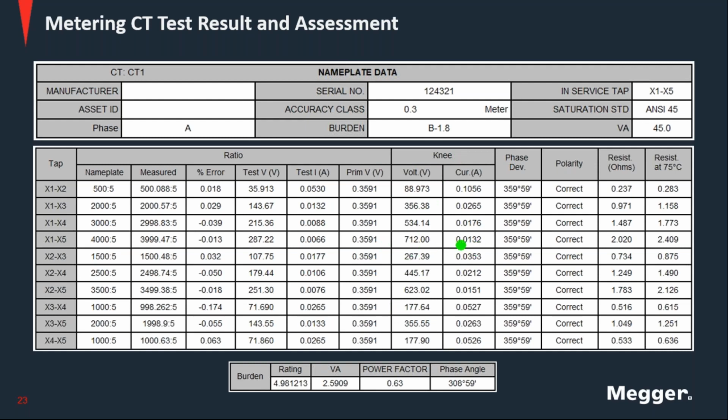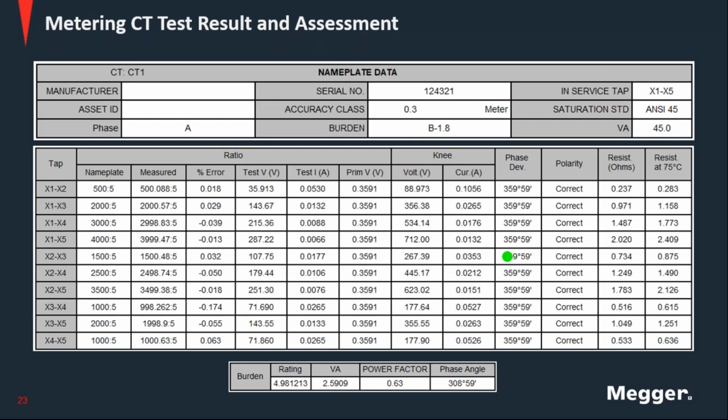This is a result taken from the saturation curve, from the excitation curve, and we can see that this instrument transformer had a linear behavior up to 267 volts and 0.0353 amps. From that moment on, the ratio was not linear anymore, and that's where the CT starts deviating from the expected performance.